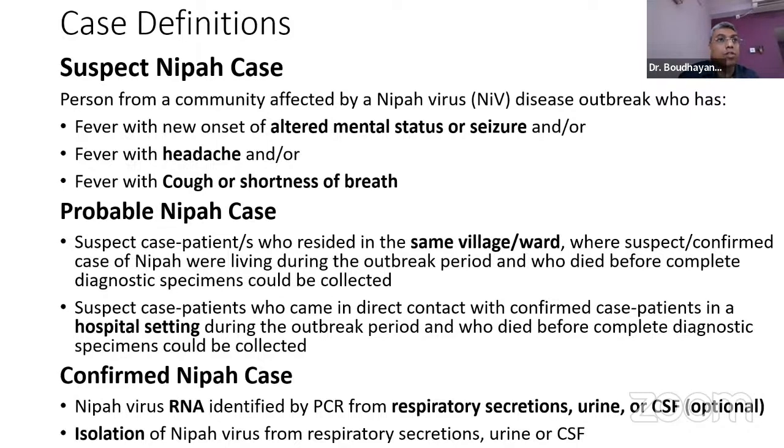And it is also the same for the hospital admitted patient. Suppose the patient was suspected as Nipah viral infection, investigations were being sent, but somehow they could not be sent in due time. The patient died. Then the nearby hospital patients are probable cases. And a confirmed Nipah virus case is Nipah virus RNA identification by PCR in respiratory secretions, urine, or CSF. But CSF examination is not mandatory, it is optional. So respiratory secretion, urine, blood can also be considered for sample collection.